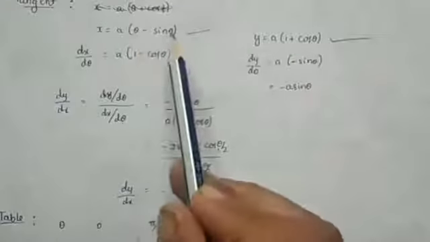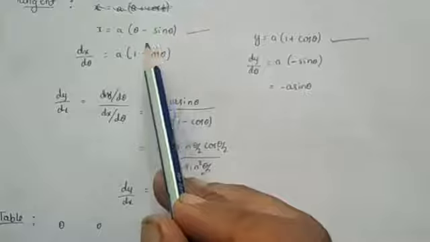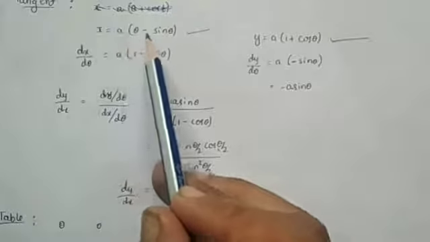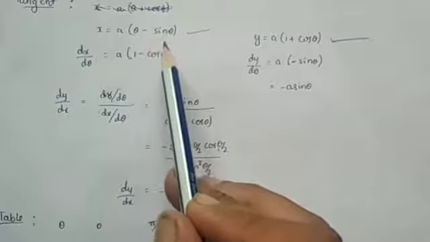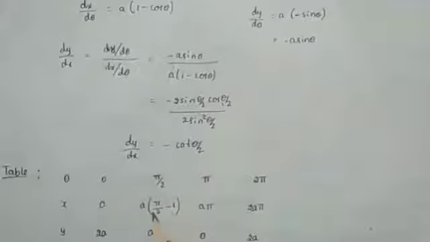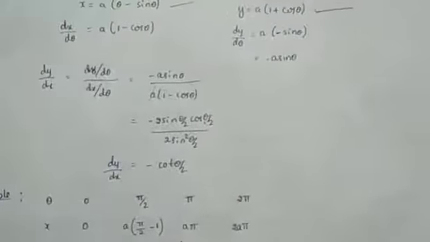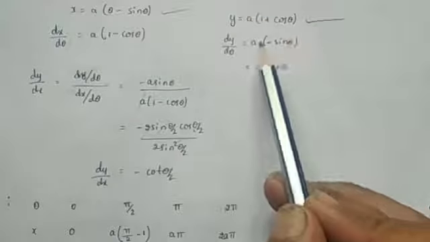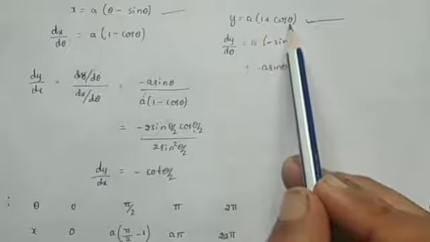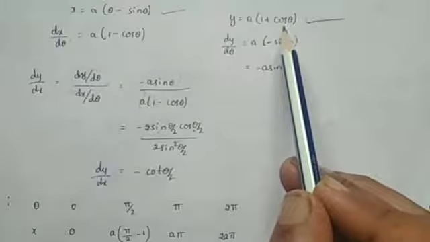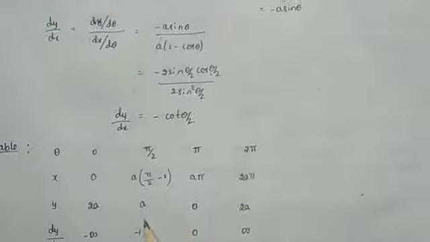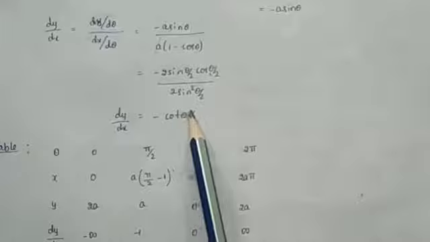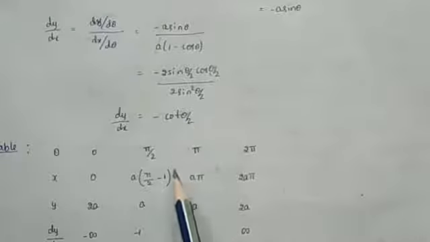Next you put theta is equal to pi by 2. You get x is equal to a into pi by 2 minus sin pi by 2, value is 1. You get a into pi by 2 minus 1. Next you put theta is equal to pi by 2, you get y value. Cos 90 degree, cos 90 value is 0, you get a. Y value is equal to a. Next you put theta is equal to pi by 2, you get dy by dx is minus 1.